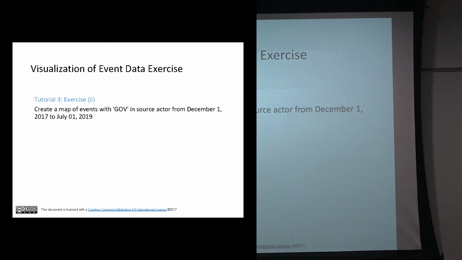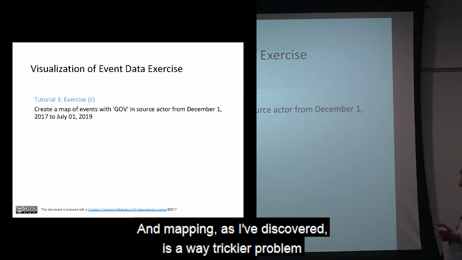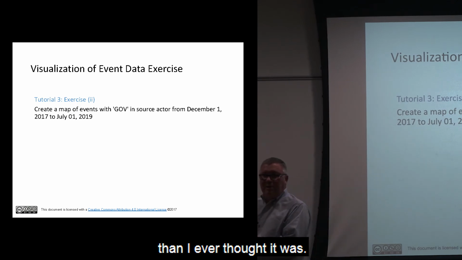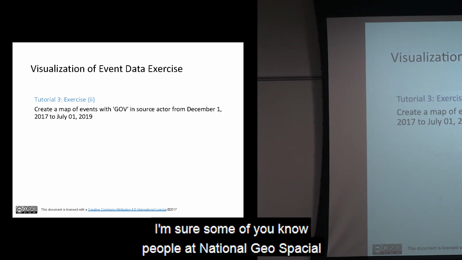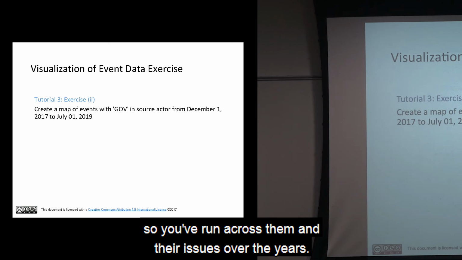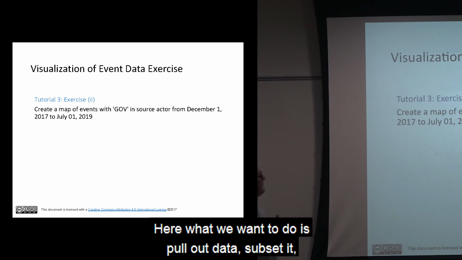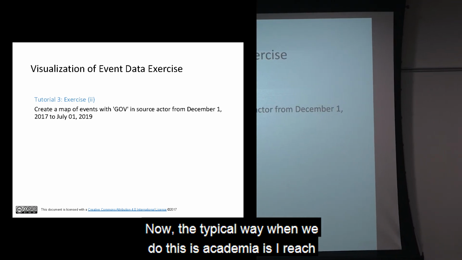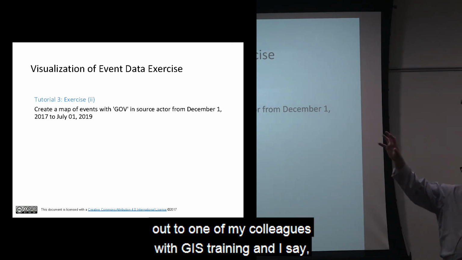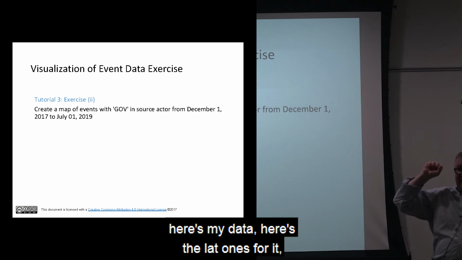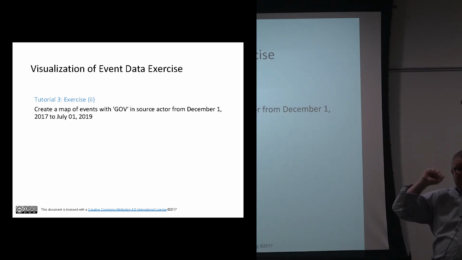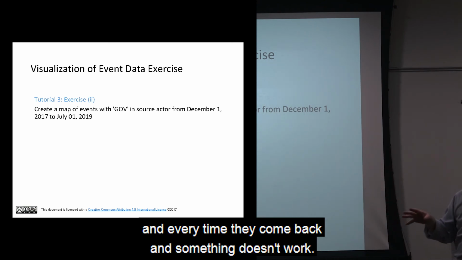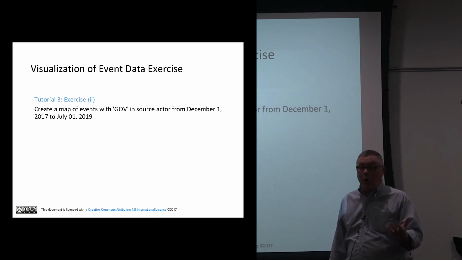So here's our other one, which is we want to think through, okay, how to map these pieces. And mapping, as I've discovered, is a way trickier problem than I ever thought it was. I'm sure some of you know people at National Geospatial, so you've run across them and their issues over the years. Here we want to do is pull out data, subset it, and throw it into a map. Now, the typical way when we do this in academia is I reach out to one of my colleagues with GIS training, and I say, here's my data, here's the lat lons for it, or here's the country projections, go plot it for me. And I always think this is going to be something easy, and every time they come back and something doesn't work, right?